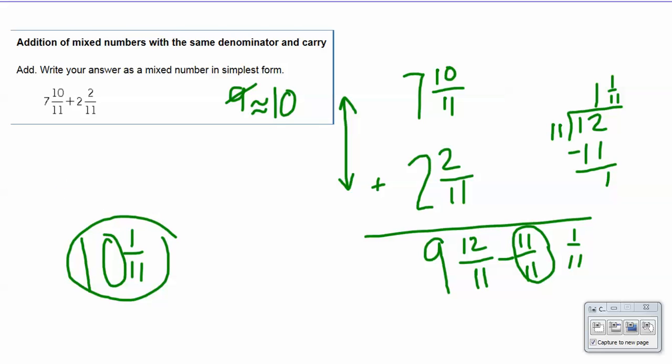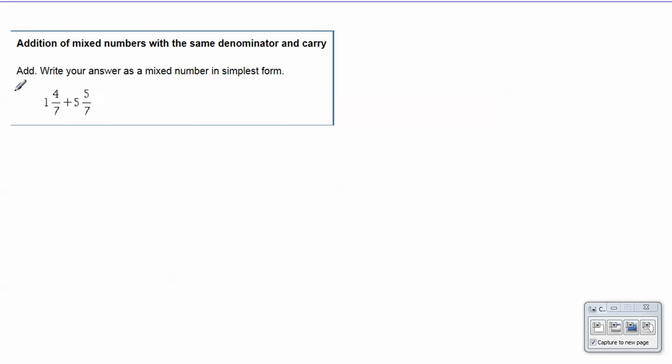Stick with it. Let's do another one. I have 1 and 4 sevenths plus 5 and 5 sevenths. 1 plus 5 is 6, and this is going to be more than 7, so my answer is going to be... 4 sevenths and 5 sevenths is going to be 9 sevenths. That's going to add another one here. So my answer is going to be a little bit over 7, approximately 7.